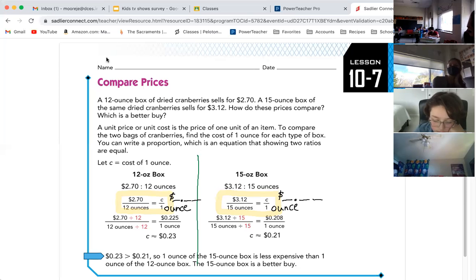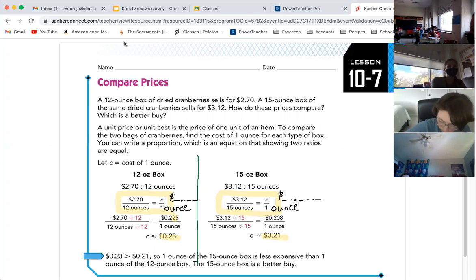The nearest cent, which is in which position? Tenths, hundredths, thousandths. Yeah, actually it's a hundredth. We have to round to the nearest hundredth position so that our decimal is in dollars and then 2 decimal places for the cents, right? To the nearest hundredth. So 0.225 rounds to be 0.23. On the other side though here, if we divide $3.12 by 15 ounces, we see that we have 21 cents.